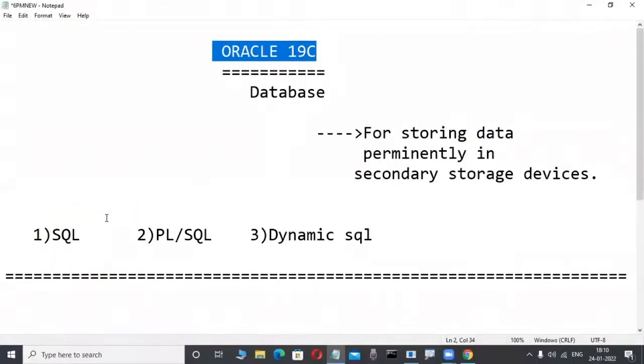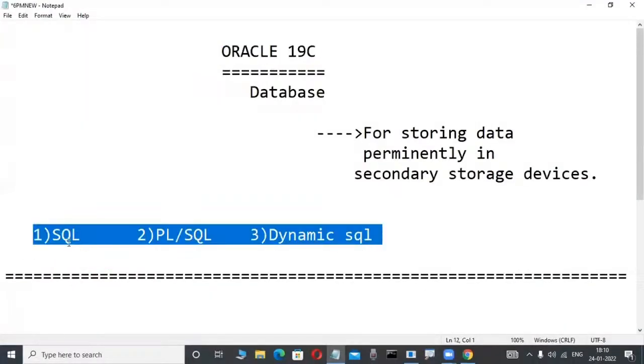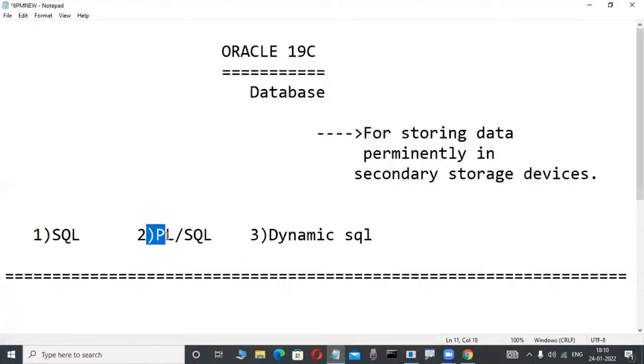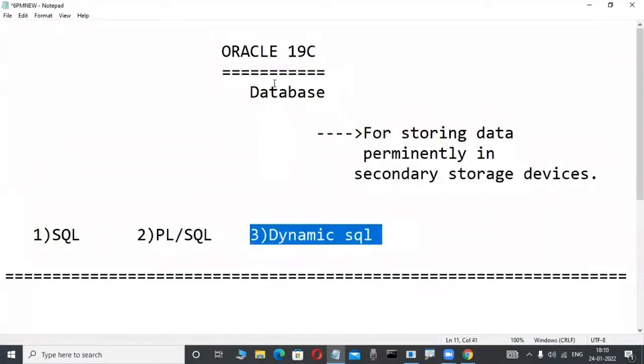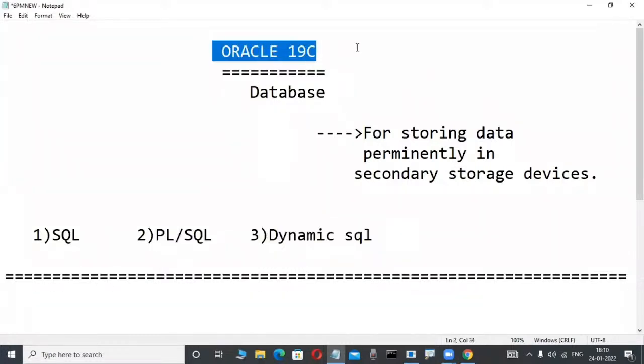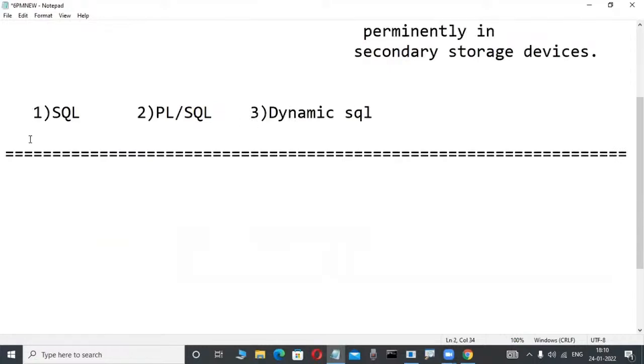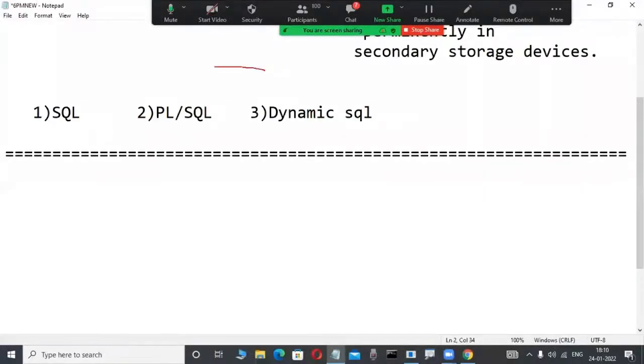But the Oracle product we are operating, it is not only the SQL language; three languages are there. One is SQL, another one is PL/SQL, the procedural language extension for SQL. Another one is dynamic SQL. Anybody learning an Oracle course worldwide, anywhere, not from me only, in that course they are telling about these three languages.